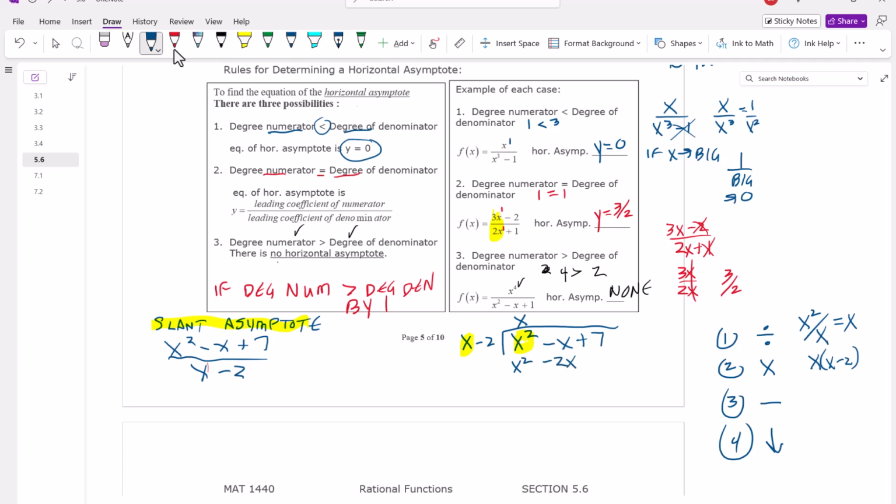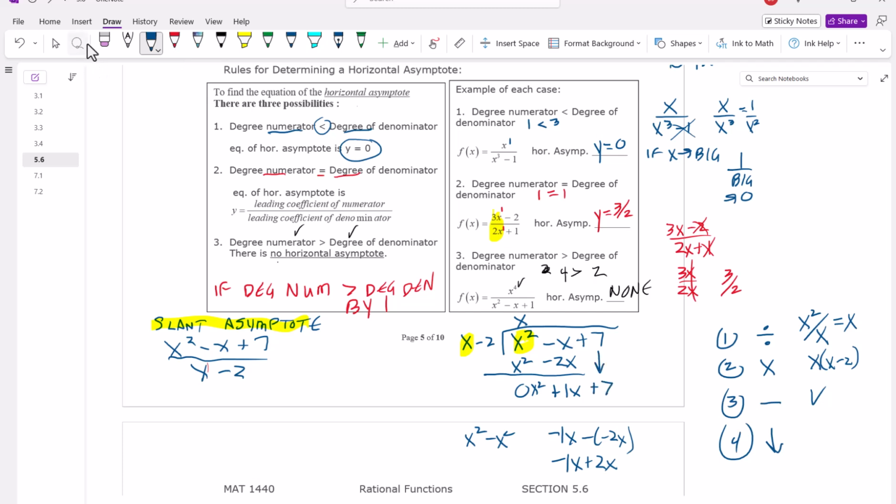Then you subtract. So if I do x squared minus x squared, that's nothing. And then if I do negative 1x minus negative 2x, that's negative 1x plus 2x, so that's plus 1x. So that takes care of the subtraction. Then you bring down the next number, and then you have to start over again.